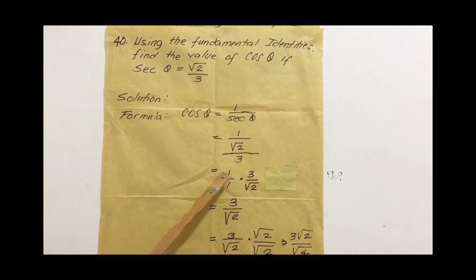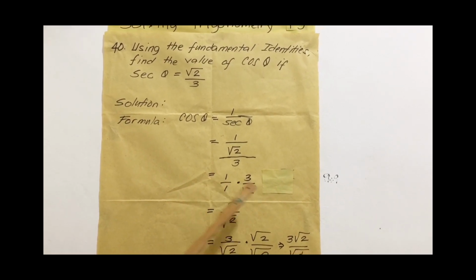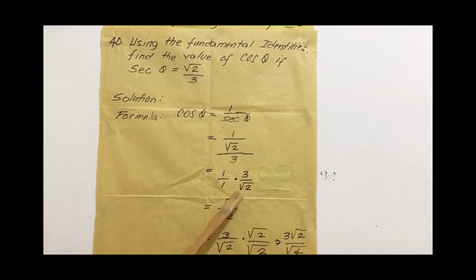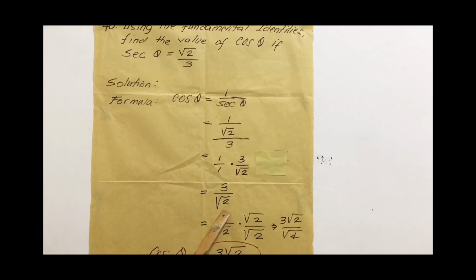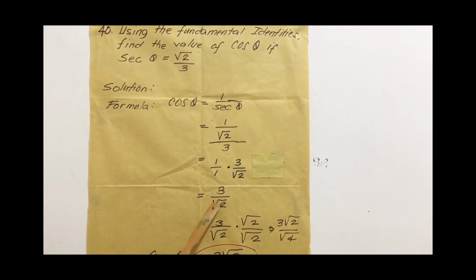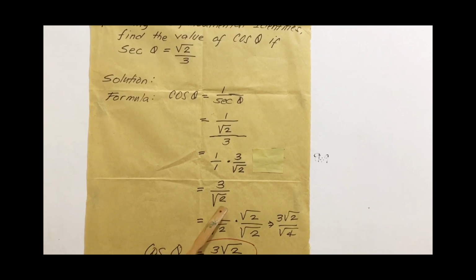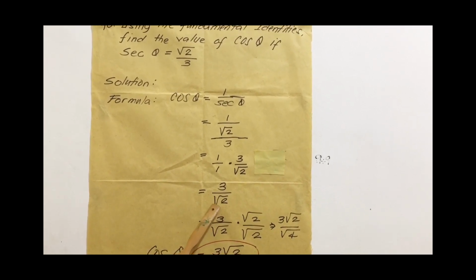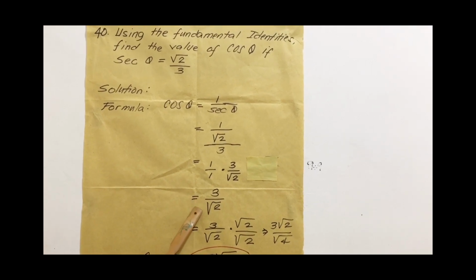Then we're going to apply the multiplication horizontally. 1 times 3 equals 3. 1 times the square root of 2 equals the square root of 2. This time we cannot end our computation here because there is a radical at the denominator of the fraction, which is not allowed. So therefore, we're going to rationalize this.